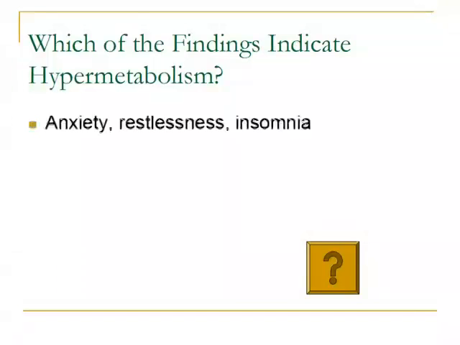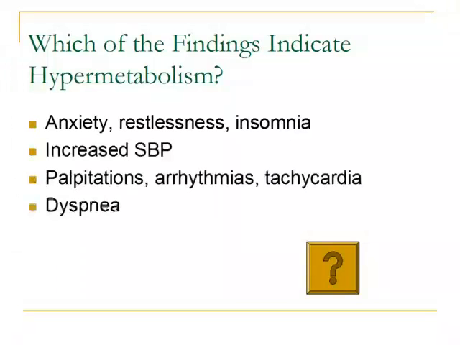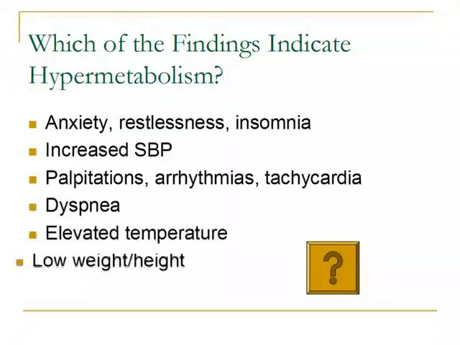Other findings that may be noted that indicate hypermetabolism include anxiety, restlessness, insomnia, increased systolic blood pressure. The patient may have palpitations, arrhythmias, and tachycardia, may have dyspnea, elevated temp, and low weight for height when looked at on graph charts and those kinds of things. Please refer to your textbook for a great nursing care plan that looks at a client with Graves' disease.